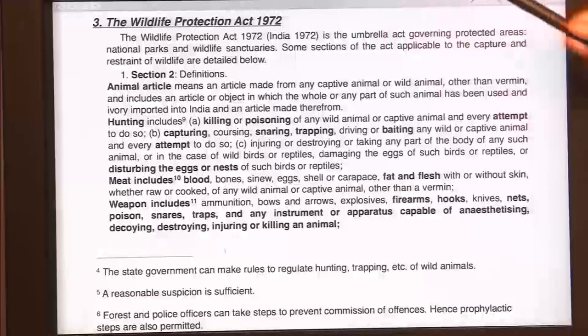Now, in the case of the Wildlife Protection Act, section 2 tells us about the animal article, which is any article that is made from any captive or wild animal other than vermin. Vermins are those animals that we have specifically declared in schedule 5 of the act, that these are those animals that we can get rid of, and there is a very small number of animals that are included there.